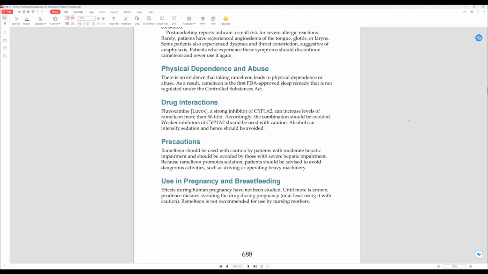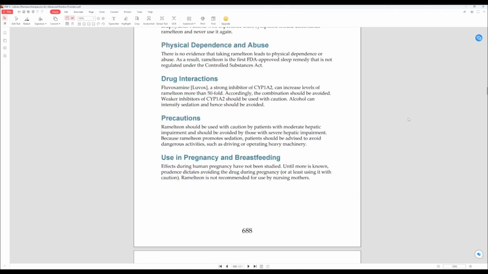It also comes with some precautions. Ramelteon should be used with caution in patients who have moderate hepatic impairment and should be avoided by those who have severe hepatic impairment. Because Ramelteon promotes sedation, patients should be advised to avoid dangerous activities, which include driving or operating heavy machinery.